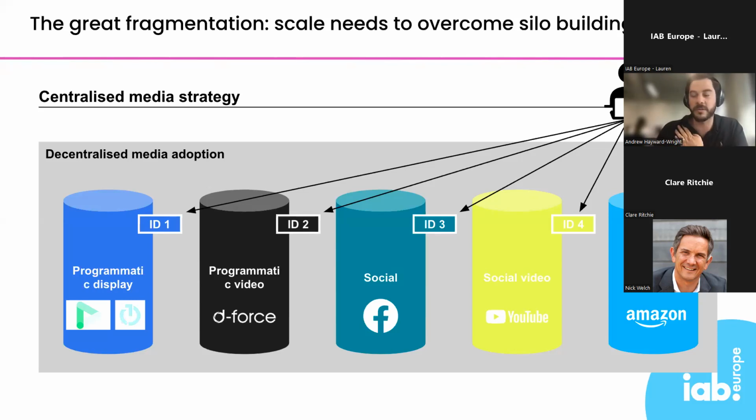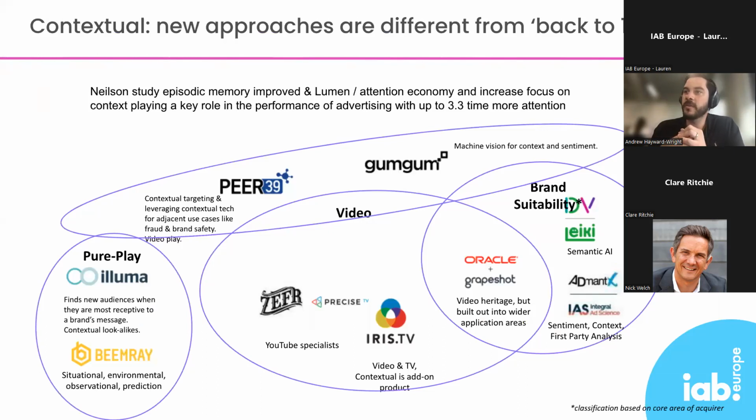Lastly, we also have contextual, with a really interesting Nielsen study which talks about the concept of episodic memory being improved through the use of contextually relevant advertising. Combined with what we're seeing in the attention economy, with Lumen talking about it, this can drive up to 3.3 times more attention and performance as well. And there are a couple of examples of our contextual partners in market on screen now.